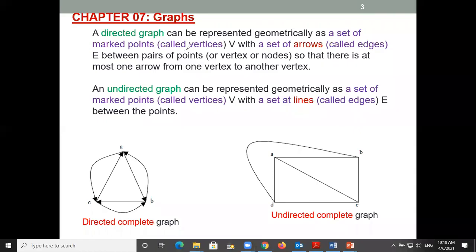What is a graph here? There are two types of graph. The first one is called a directed graph, and the other one is called an undirected graph. What is the difference between the directed graph and the undirected graph?